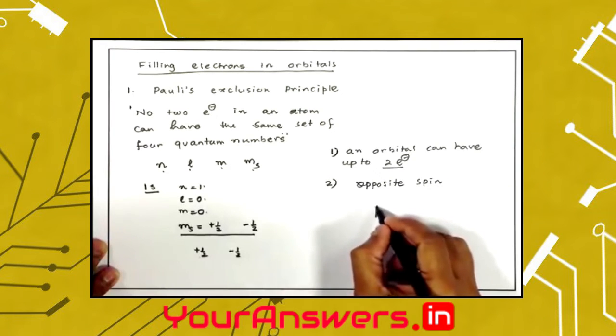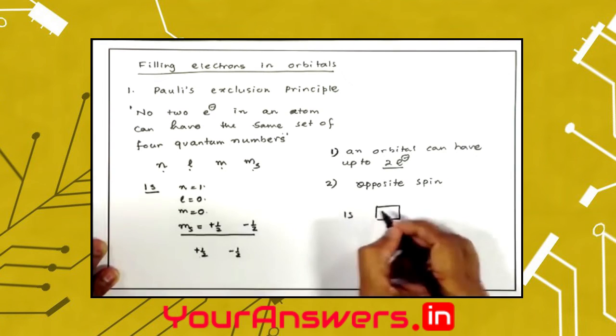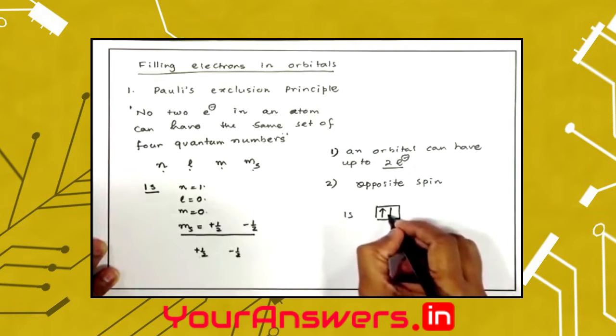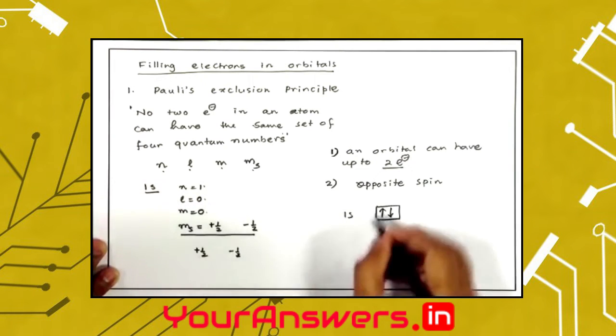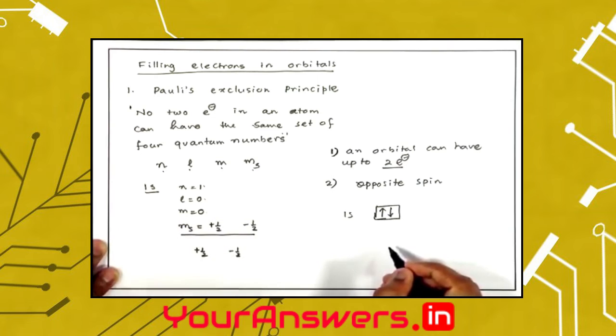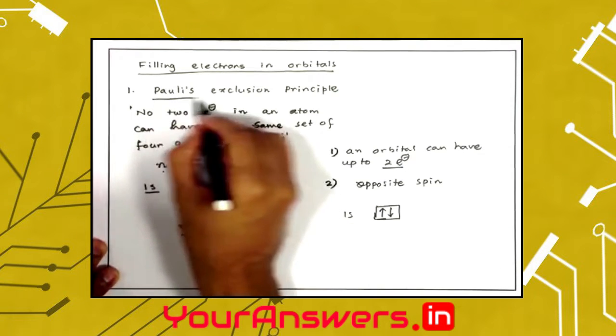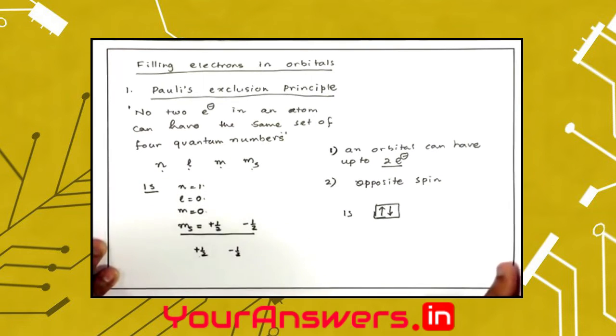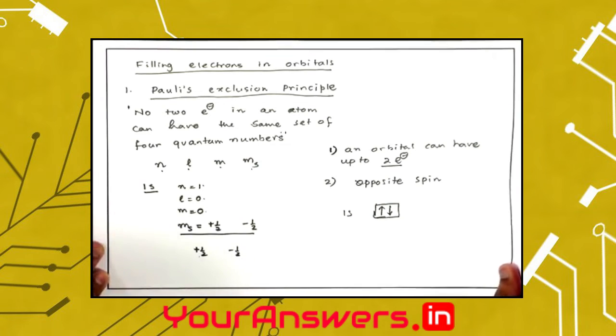In an orbital diagram, if I write 1s, I have one up spin electron and then I write another down spin electron. So one orbital can maximum contain 2 electrons and they have to be of opposite spin. This is the consequence of Pauli's exclusion principle. We will keep this in mind and look at other rules that are useful to describe the filling of electrons in orbitals.